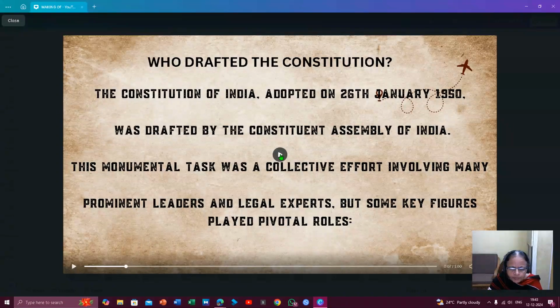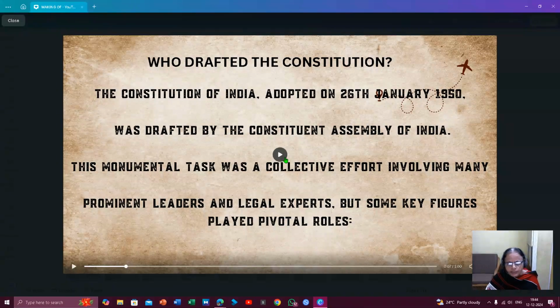The Constitution of India was adopted on 26th January 1950. Who is this drafting committee? Who are the members? How many members are there in this? Is it a one-man committee? Now let us see. It was drafted by the Constituent Assembly of India. So we have a group of people, all the political leaders who were educated in those days before independence. They formed into constituent assemblies. So they took up this monumental task with their collective effort.